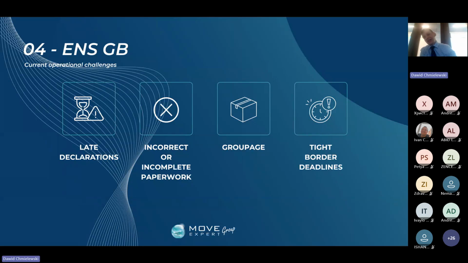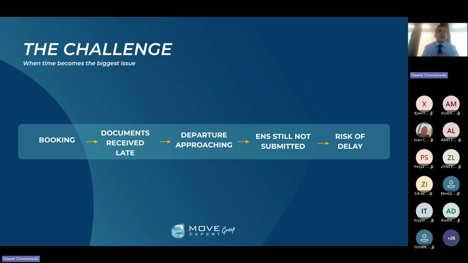Tight border deadlines is another issue we are dealing with. As I said, the problem is that the transport never stops and there's a short window to provide the driver with all the documents. Therefore, efficiency is our number one priority, and hence we came up with ENS Express, which is another service I would like to discuss. Now, this is not something entirely new.